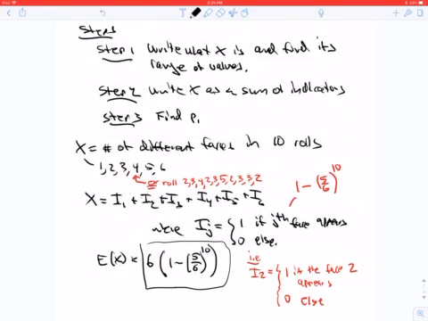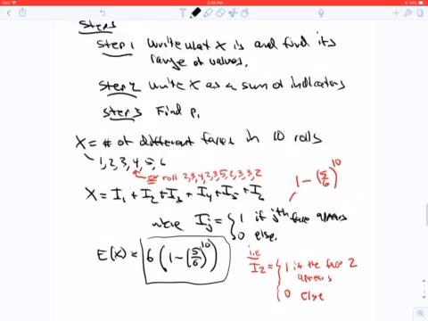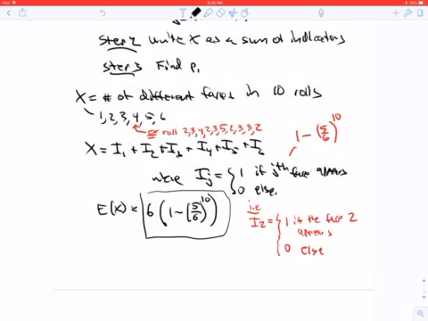Okay, so x is the number of different faces in 10 rolls. When I say different faces, I mean the number of faces that appear at least once in 10 rolls. So for example, the possible values for x are 1, 2, 3, 4, 5, and 6. When x is 4, an example of that would be the result of 10 rolls that I gave earlier.